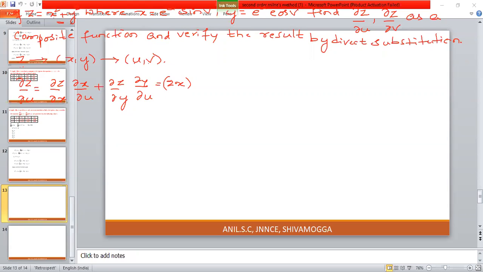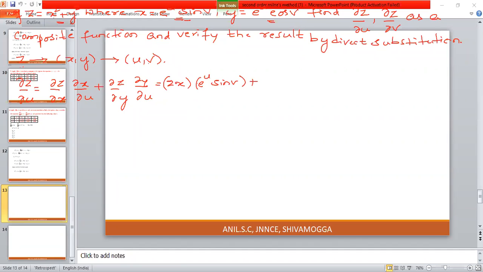Differentiate x partially with respect to u. That means sin v is constant, keep it as it is. Derivative of e power u is e power u itself into sin v plus del z by del y.